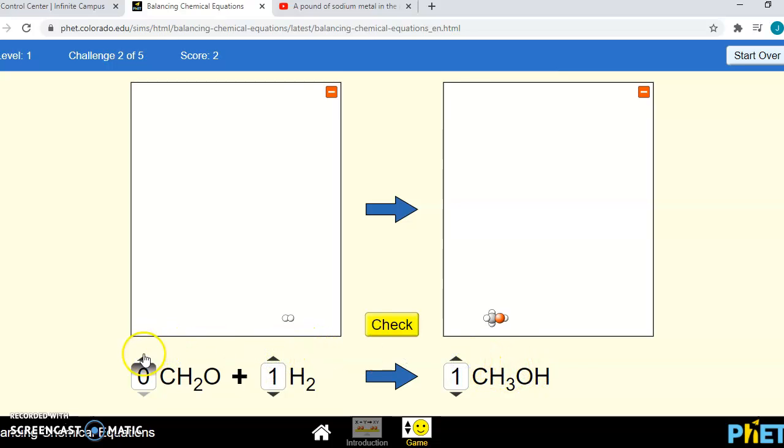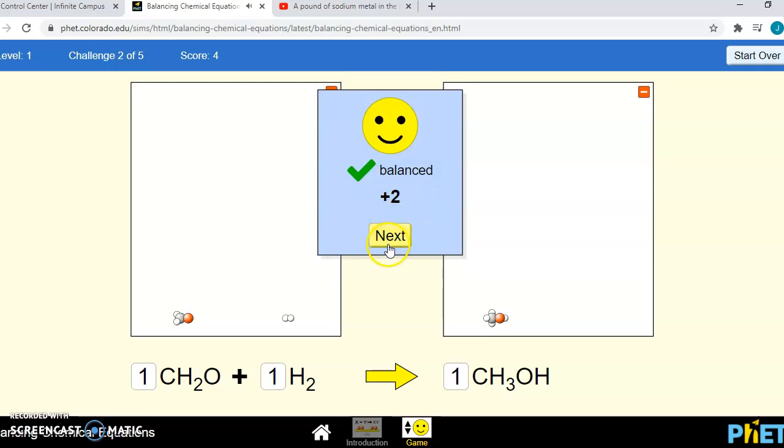So if I put 1 of each, well, this shows that 1 CH2O plus 1 H2 would make 1 CH3OH. Well, let's count and see. I have 1 C on this side. I have 1 C on this side. I have 1 O on this side. I have 1 O on this side. Okay? Actually, the O's technically would be the orange dots, but that's okay. If I look at the H's, I have 1, 2, 3, 4. If I look at the H's over here, I have 1, 2, 3, 4. Well, to me, that looks balanced already. Boom. That's an easy one.